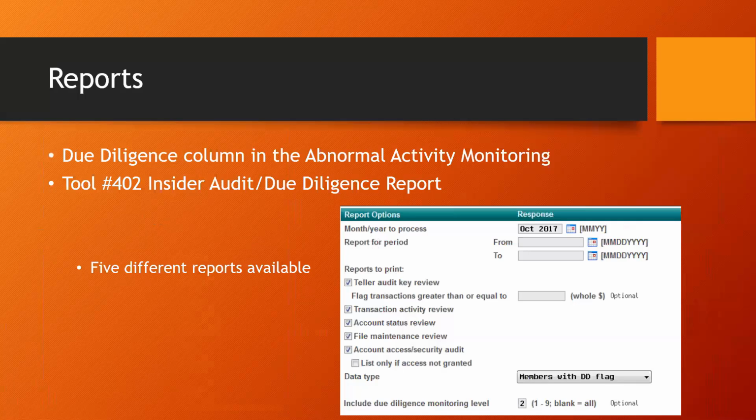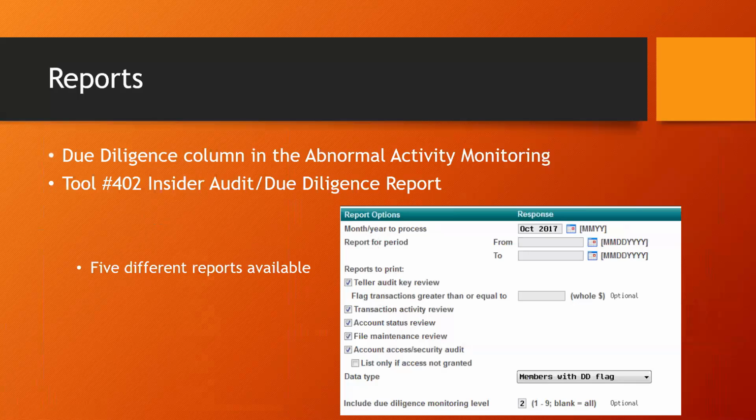So there's one here that you don't need to check. I would check the teller audit key review. That is everything that came through the teller line as an origin in and of itself, total debits and credits for whatever period you're looking at. Transactional activity review. That's all origin codes, and we're summarizing by all different origins to show you what's going through the account.